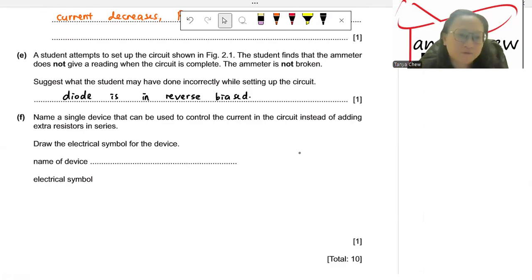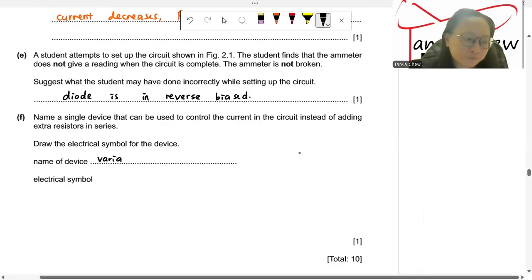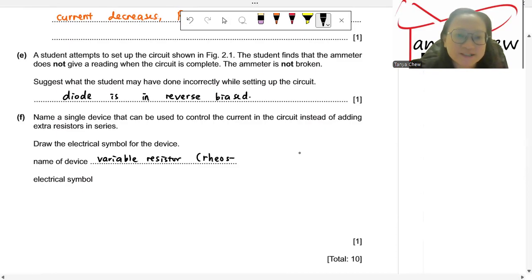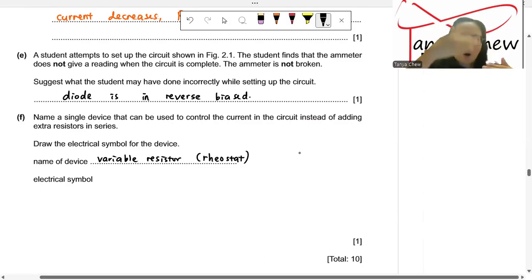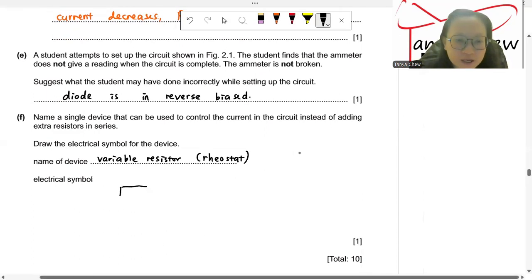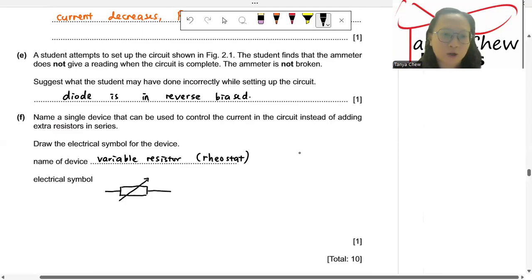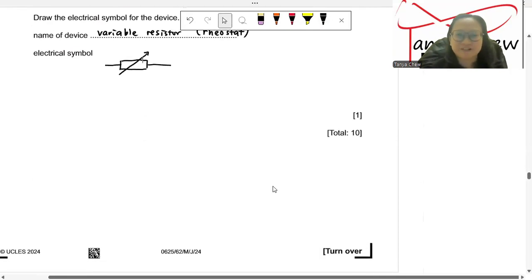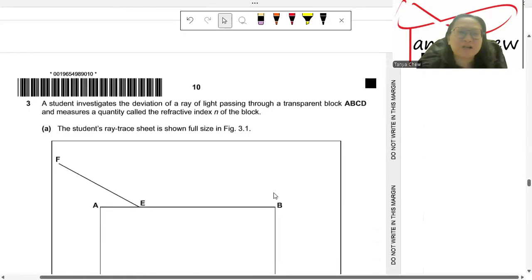So the name of the device is called a variable resistor, or you can call it a rheostat. It consists of a coil of resistant wire. You just use a slider to slide left or right, and you can increase or decrease the resistance as you wish. So the electrical symbol is the rectangular shape with the two hands like this, and then an arrow pointing upwards because you want to change it. So that's the symbol.